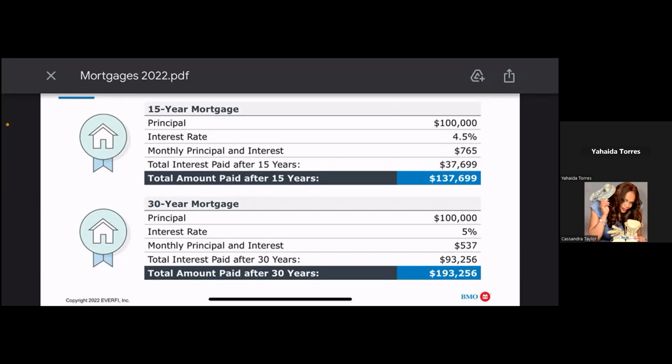If you have an adjustable rate mortgage, or ARM, the interest rate is going to be fixed for a short term, and then it's going to adjust once that term expires, anywhere from a month to several years.